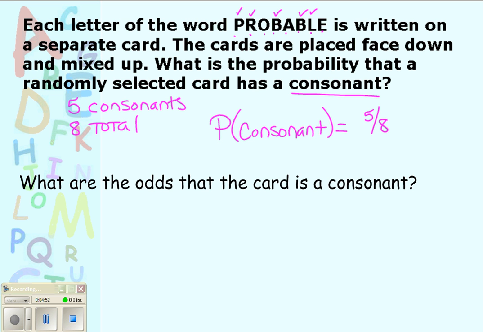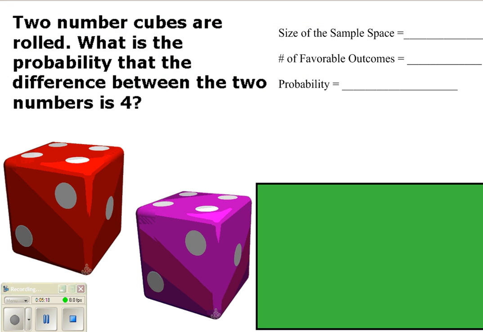What are the odds that the card is a consonant? Now remember, odds compares successes to failures. So I had 5 ways of having a consonant selected, and that would mean there were 3 vowels involved, right? Because either it's a consonant or it's a vowel. So it's 5 to 3 odds.